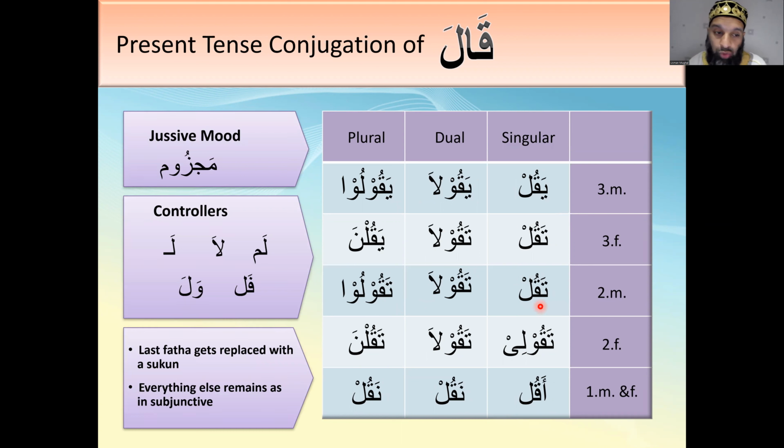Now you've got the majzum form of the present. Now you need to knock off the ta. Remember, knock off the ta. Knocked it off. Then the next rule is, if what remains behind starts off with a sukoon, you stick an alif. Is this starting off with a sukoon?